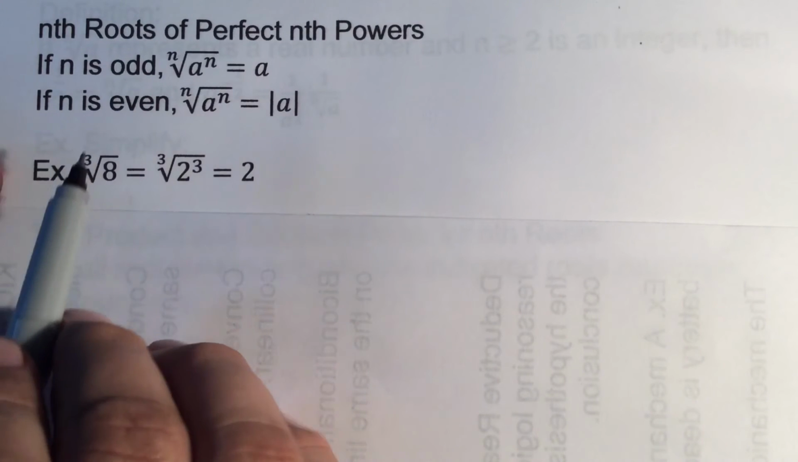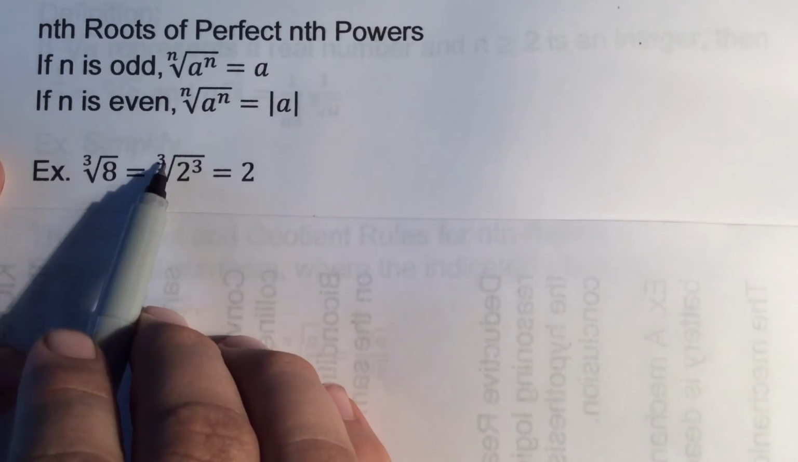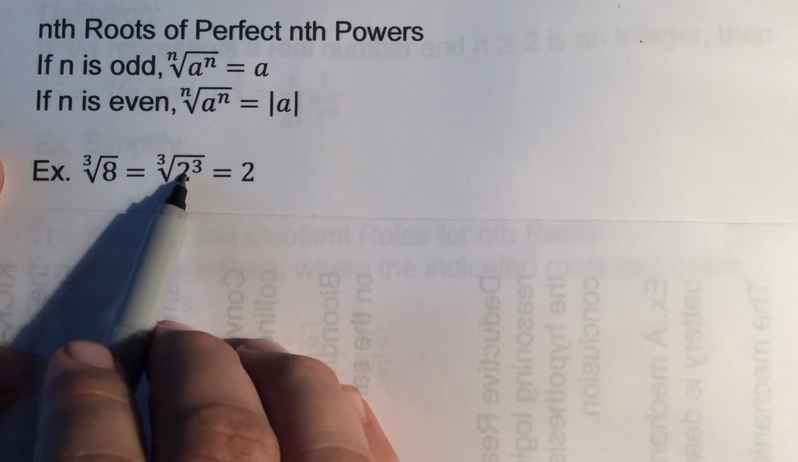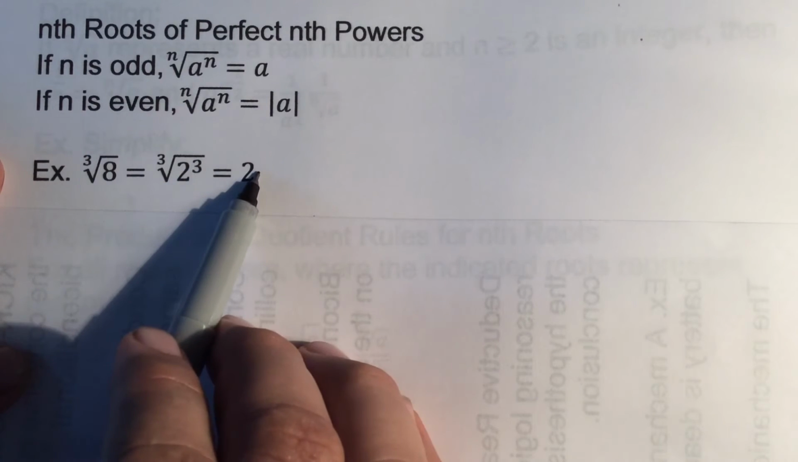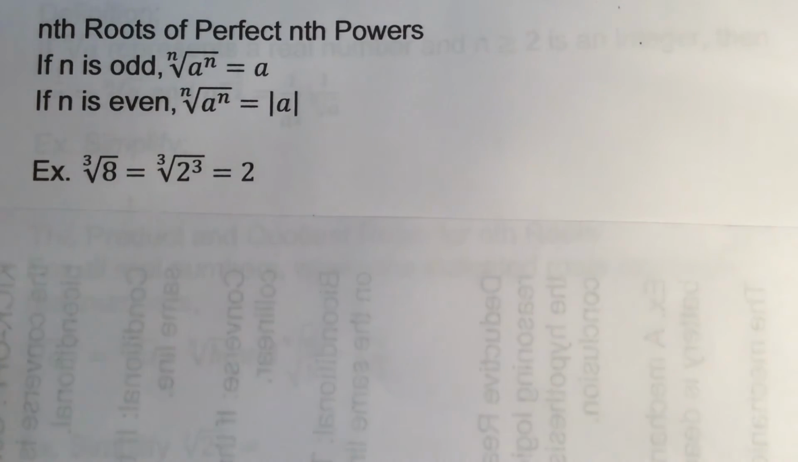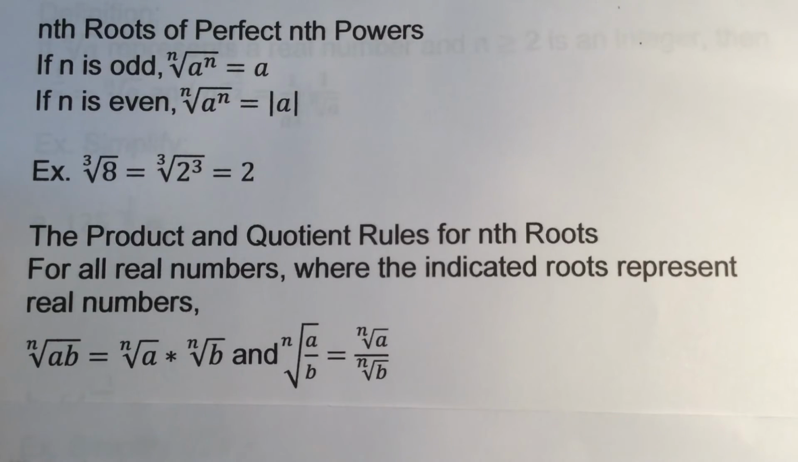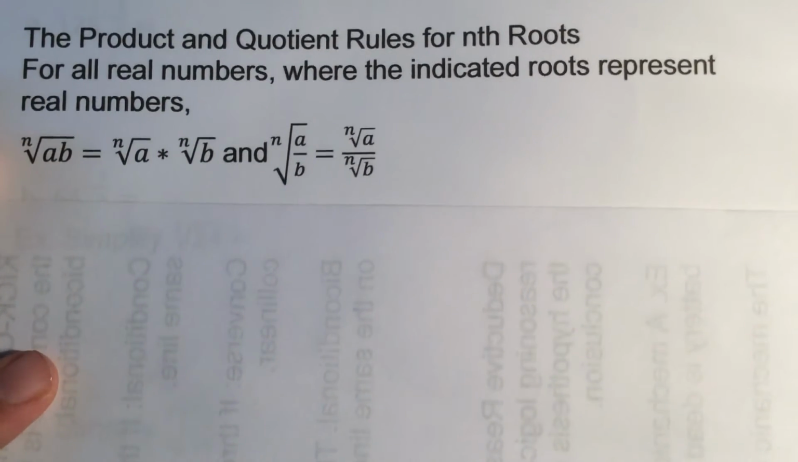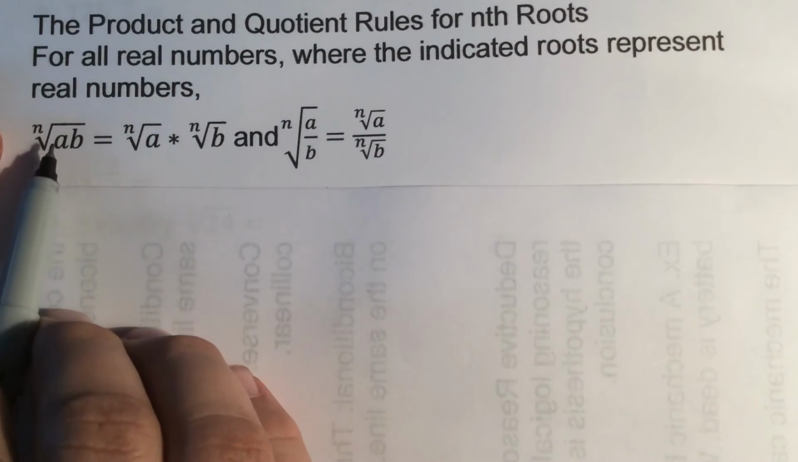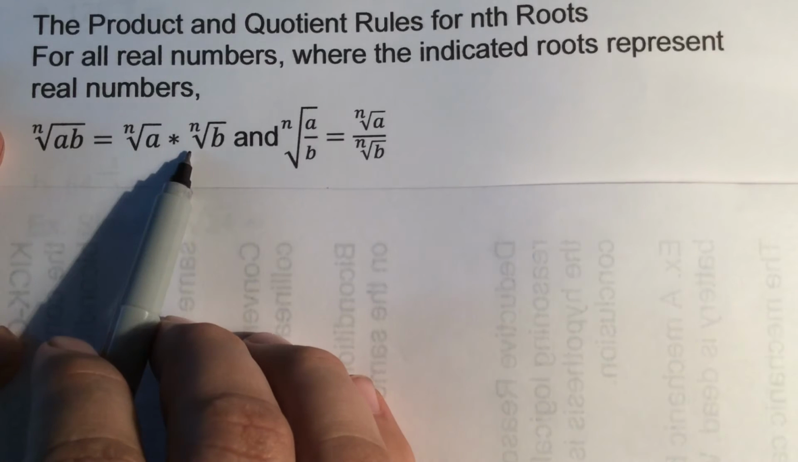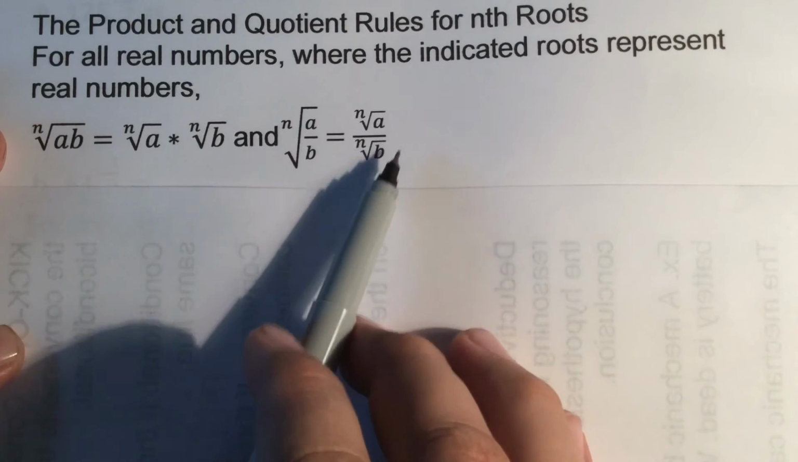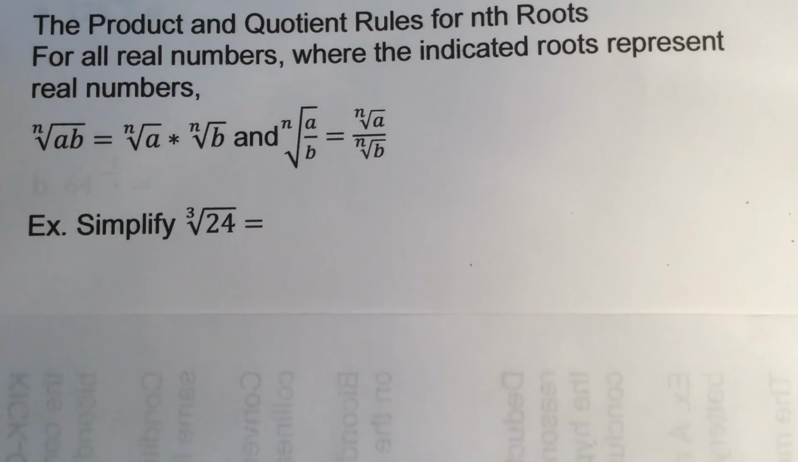So for example here, if we have the cubic root of 8, that's the same thing as saying the cubic root of 2 to the third. Well, 2 is taking it times itself 3 times, so we get 2 for an answer of the cubic root of 8. Now, product and quotient works the same way with these nth roots as well. So if they're under the root and they're multiplied, you can separate them and give each that root. If they're divided under the same root, you can split them and get that as well.